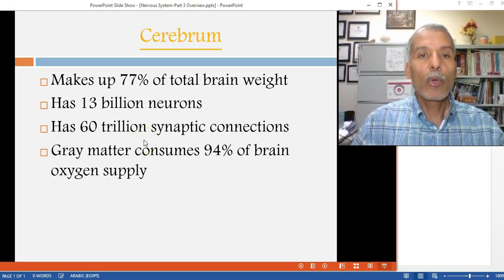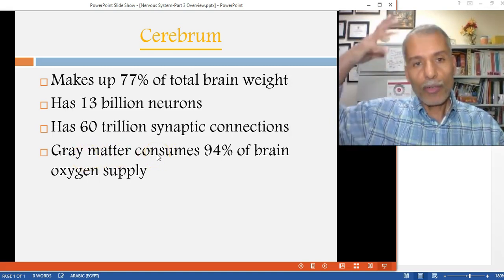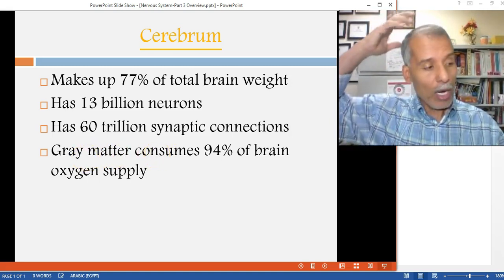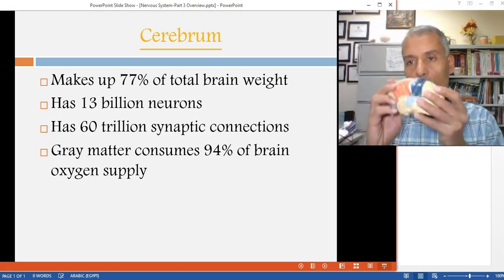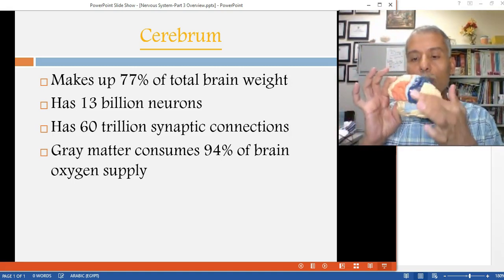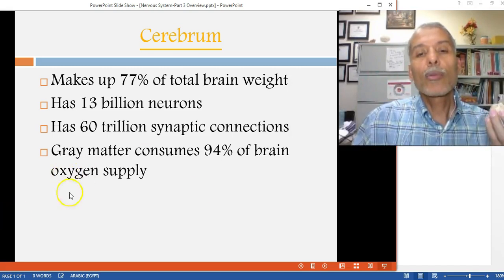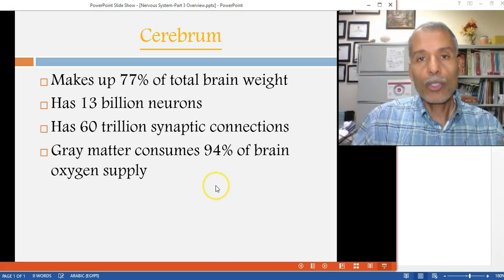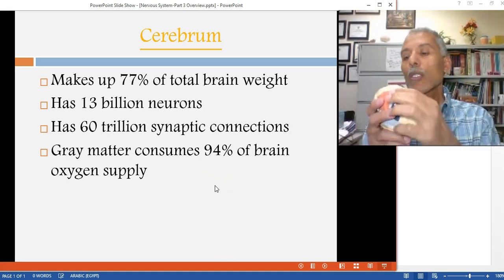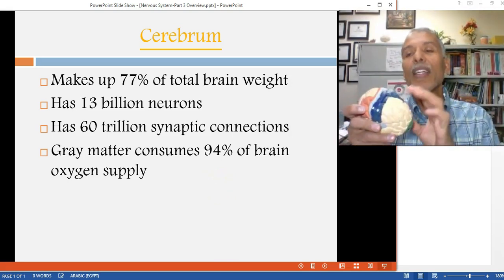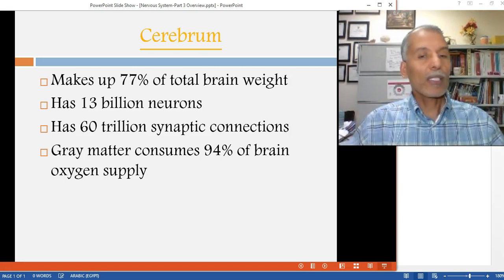It has most of the cell bodies of the neurons. And it has the gray matter of the cerebrum, that little tiny layer that covers all of the surface of the cerebrum. It consumes about 94% of the oxygen supply, just because the bodies of neurons reside in the cerebral cortex.